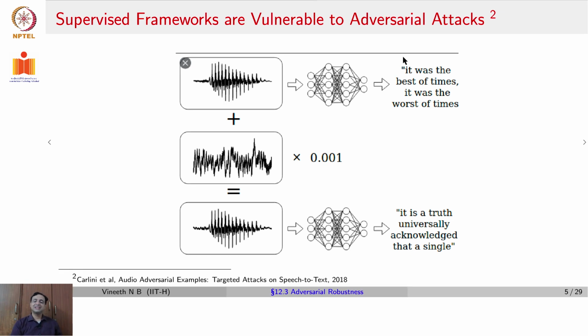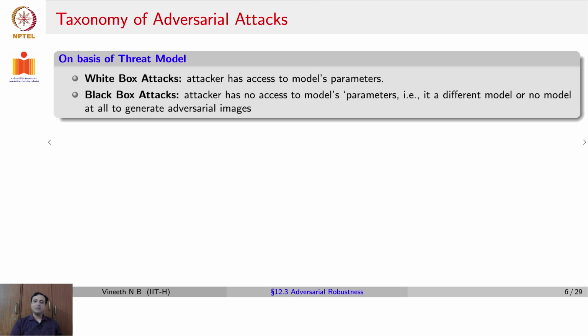Similarly, here is an example for an audio-based network where given an audio signal, the neural network translates this as "it was the best of times, it was the worst of times," and when a noisy signal multiplied by a small scalar constant is added to the signal, the same neural network now classifies this as "it is a truth universally acknowledged that a single." The meaning completely changes. So now coming to what are adversarial attacks.